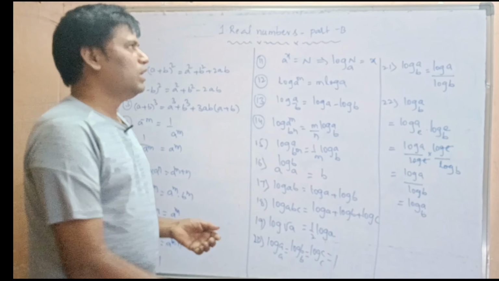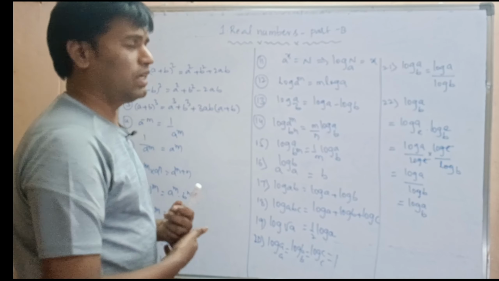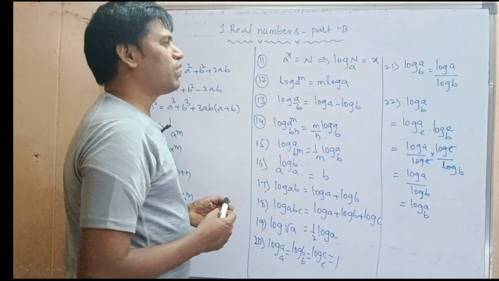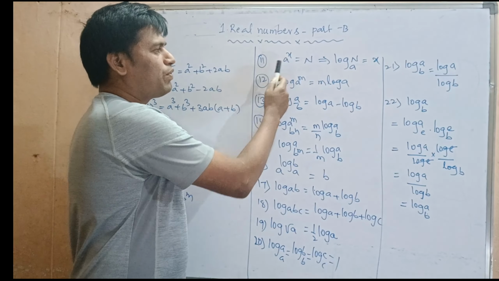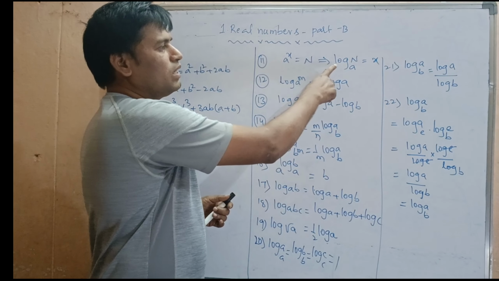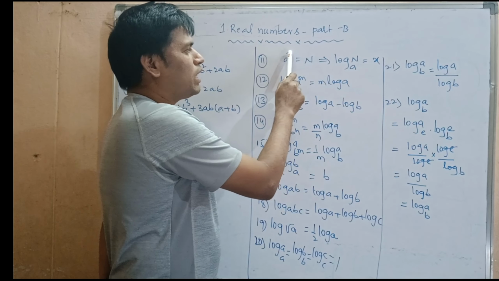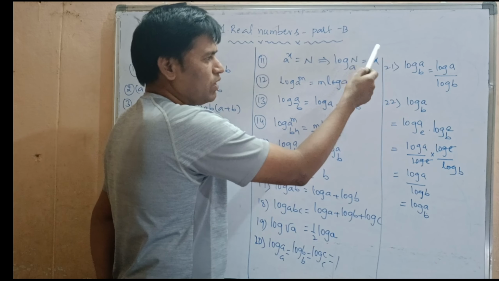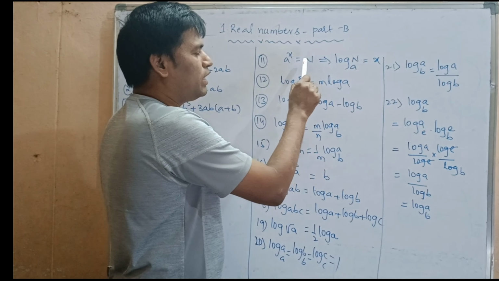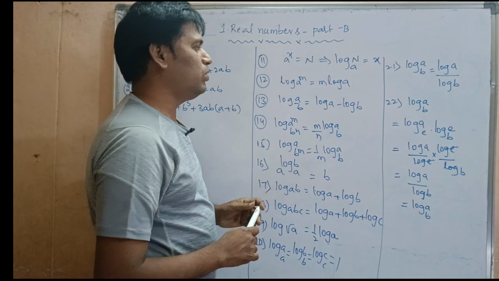Now observe that in your real numbers chapter, one most important set of formulas is there. What is that? That is the logarithmic problems. In these logarithmic formulas, a power of x is equal to n changes into logarithm form. The base stays as the base, and x goes to the right side. Taking the right side value, x, and the n, you get log n base a is equal to x.